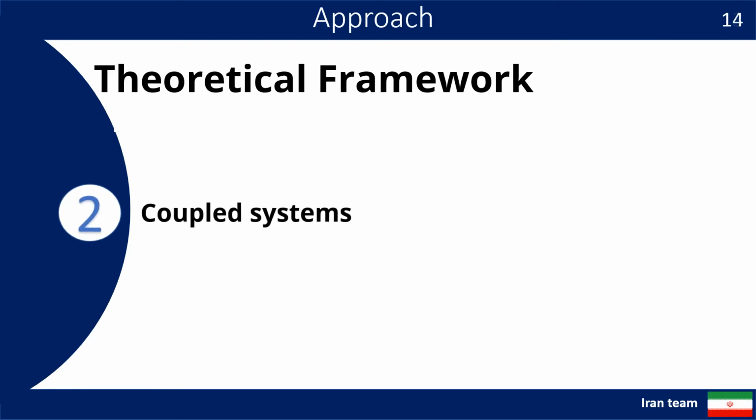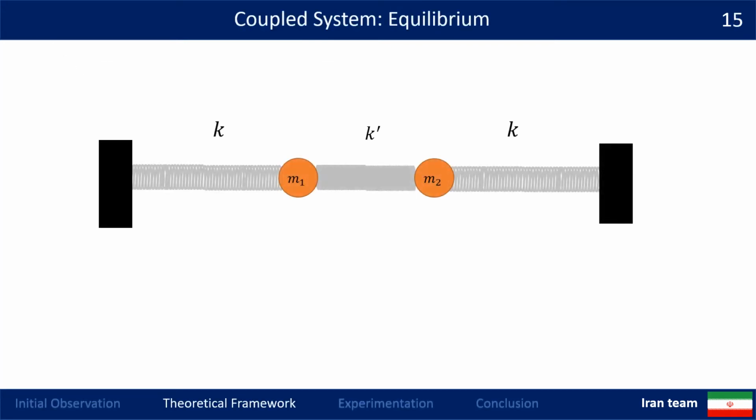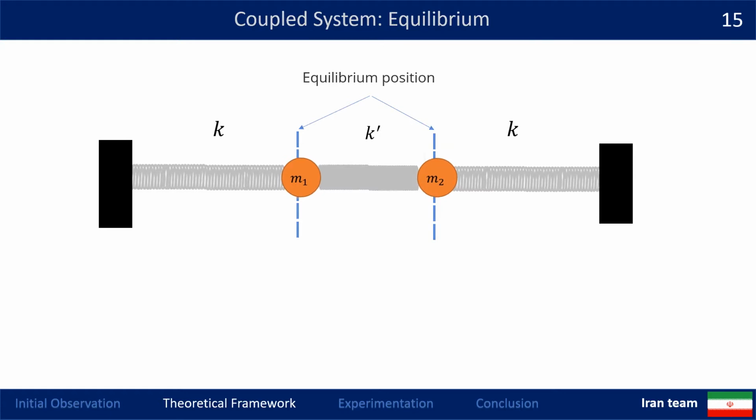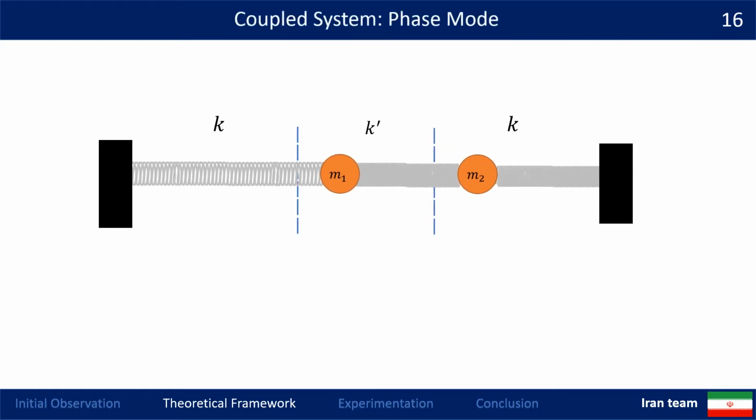And now we're going to discuss coupled systems. Let us first define an equilibrium for the coupled system. We have masses m1 and m2, and three different springs with different spring constants. Now if we push each of the masses to the right, we can see that m1 and m2 will have traversed the distance of x1 and x2 respectively.